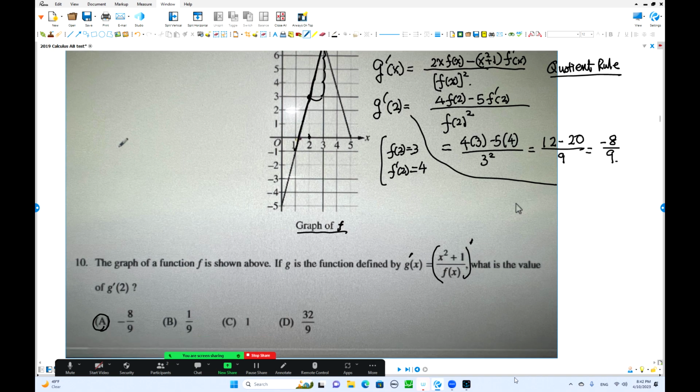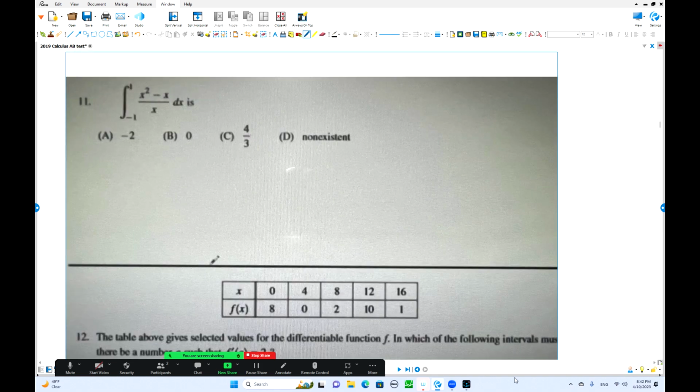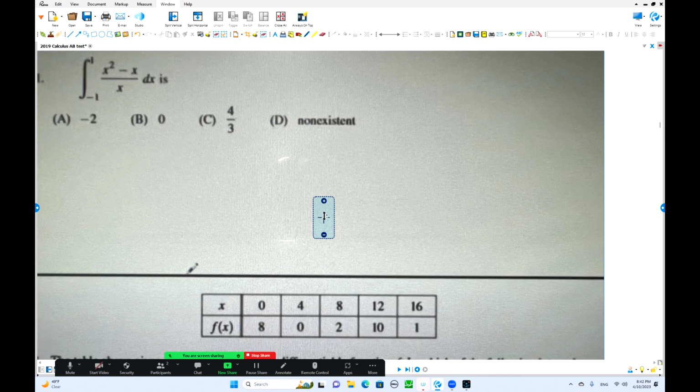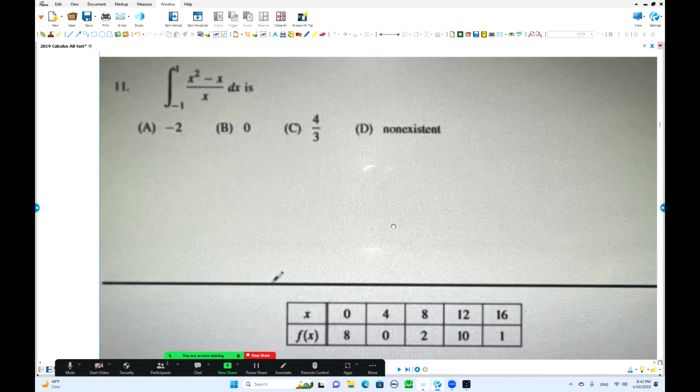All right, number 11. Another definite integral. This one you separate because they are all polynomial. x squared over x is x, and x over x is 1. Just simplify this way.